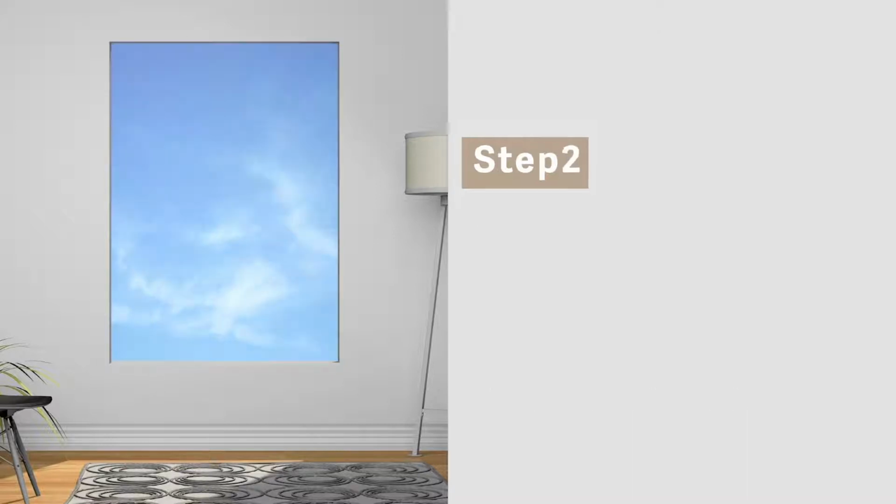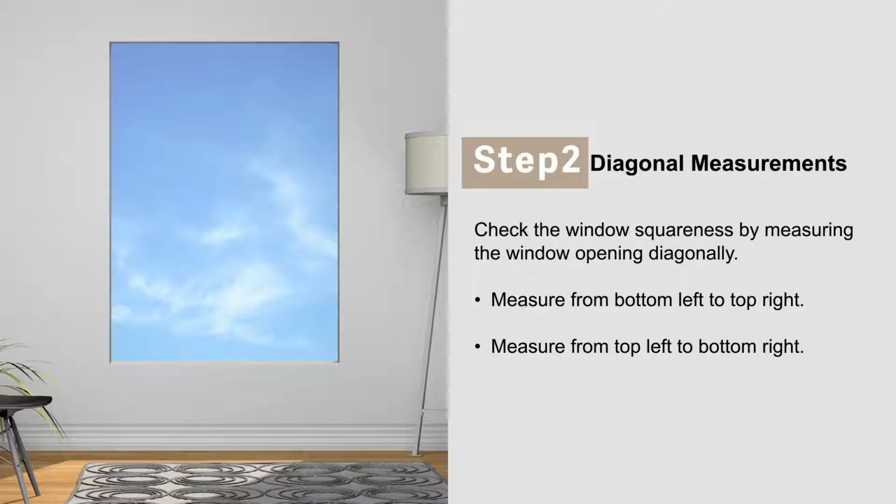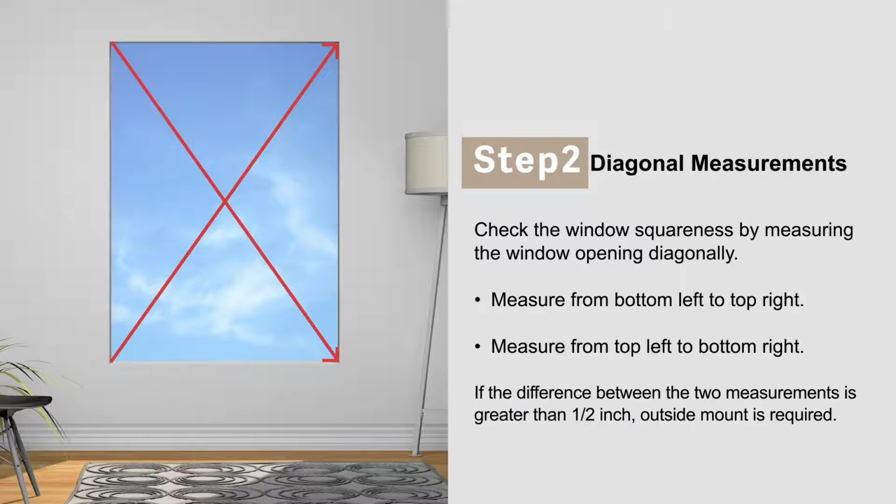Step 2. Diagonal measurements. Check the window squareness by measuring the window opening diagonally. Measure from bottom left to top right. Measure top left to bottom right. If the difference between the 2 measurements is greater than ½ an inch, outside mount is required.